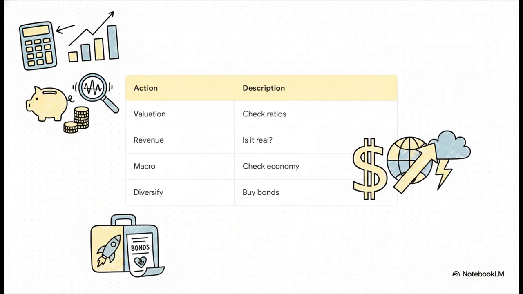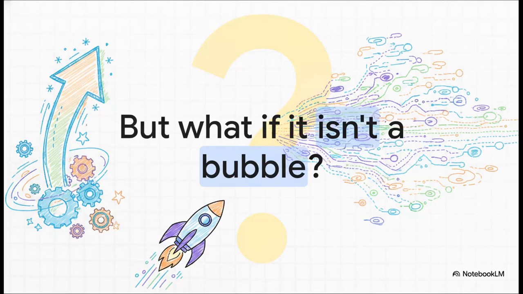All right, so the main goal here is to navigate through all that noise. Think of this systematic review process as your personal financial shield. First, calculate valuations. Check the price to earnings and price to sales ratios against historical averages, meaning figure out exactly how much you are paying for every single dollar the company actually makes. Next, assess the revenue. Is the money coming from real, recurring customers? Third, review macro indicators like inflation and central bank policies. And finally, for sure, diversify your assets into bonds or defensive sectors, like healthcare, so you don't get caught up in the panic.